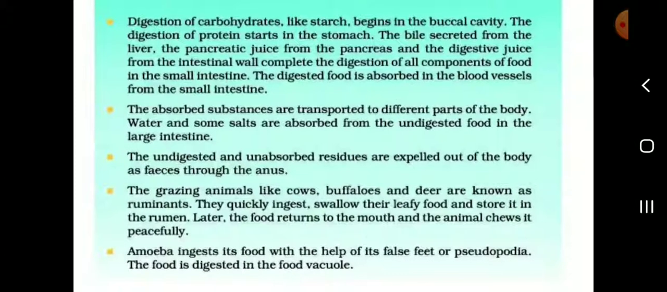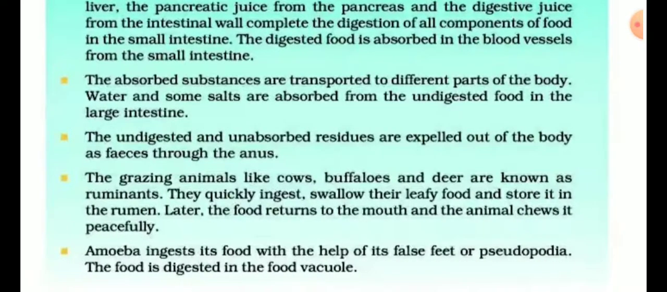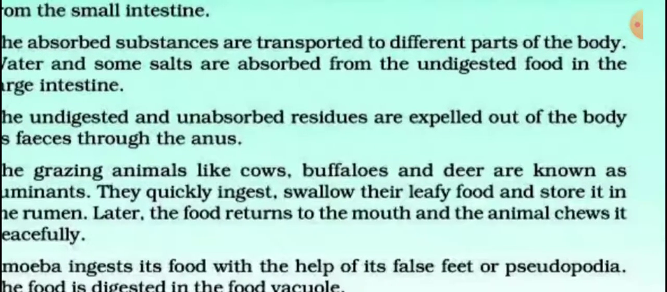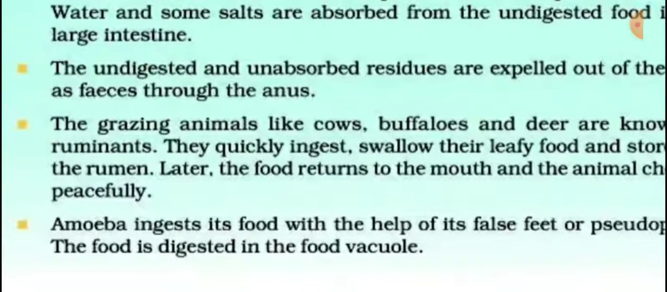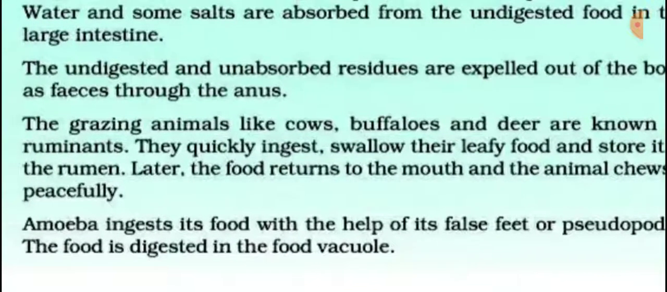Listen students, let's just go through this book back. Amoeba ingests its food with the help of false feet or pseudopodia. The food is digested in the food vacuole. Listen, the undigested, unabsorbed food is expelled out of the body as feces through the anus. The grazing animals like cow, buffaloes, deer are known as ruminants. They quickly swallow their leafy food and store it in the rumen. Later the food returns to the mouth and the animal chews it peacefully.